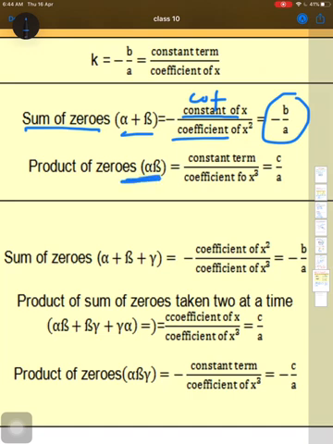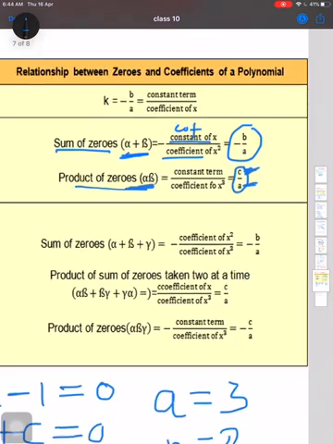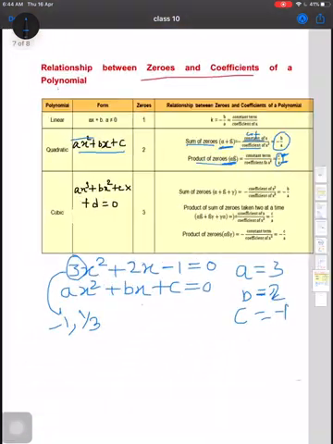Then you have one more formula, that is the product of the zeros. So alpha into beta is equal to c by a. That you have to remember. This is the formula that you have to remember: the sum of the zeros alpha plus beta will be minus b by a, and the product of the zeros alpha into beta is c by a. And you know what a, b, c are. b is the coefficient of x, a is the coefficient of x square, and c is the constant term. So this thing you know.